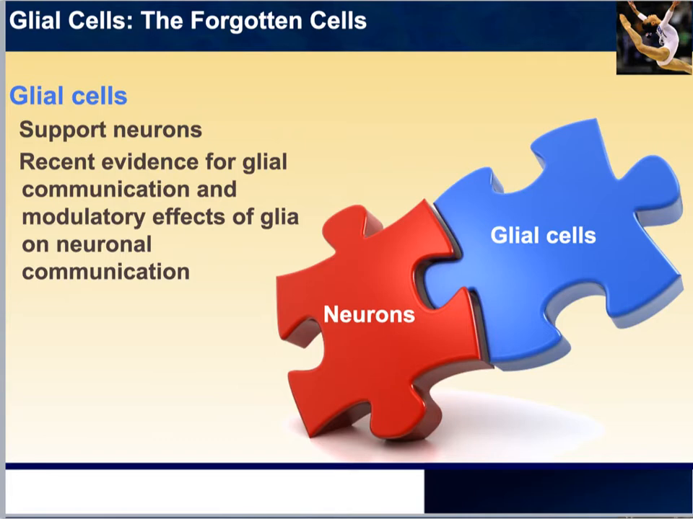Complications with glial cells can result in multiple sclerosis, as you will see that glial cells make up white matter, and that is an issue with myelination. Recent evidence for glial communication and modulatory effects of glia on neuronal communication indicates that there may be a lot of work to do with glial cells. For the most part, a lot of research on psychological disorders and neurological conditions has been focused on neurons, and we are finding more and more that glial cells can, in fact, have these effects on behavior, as they directly have an effect on the neuronal communication.